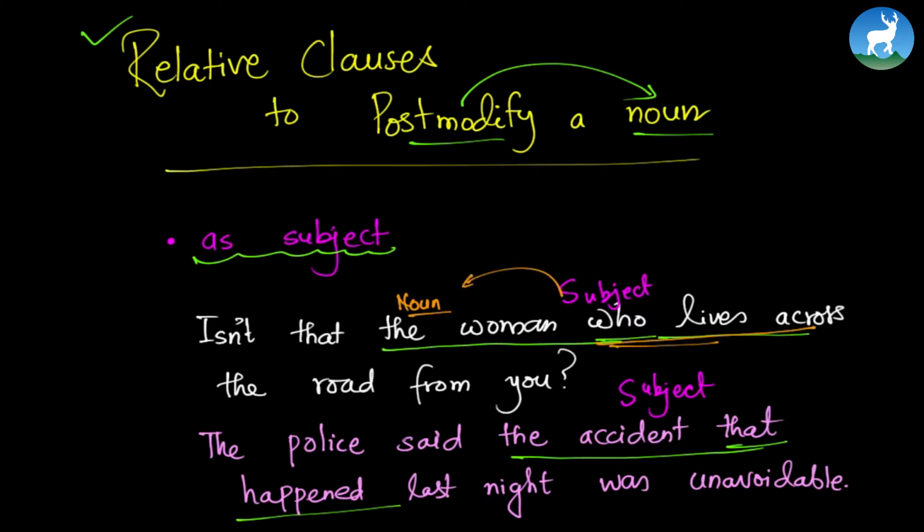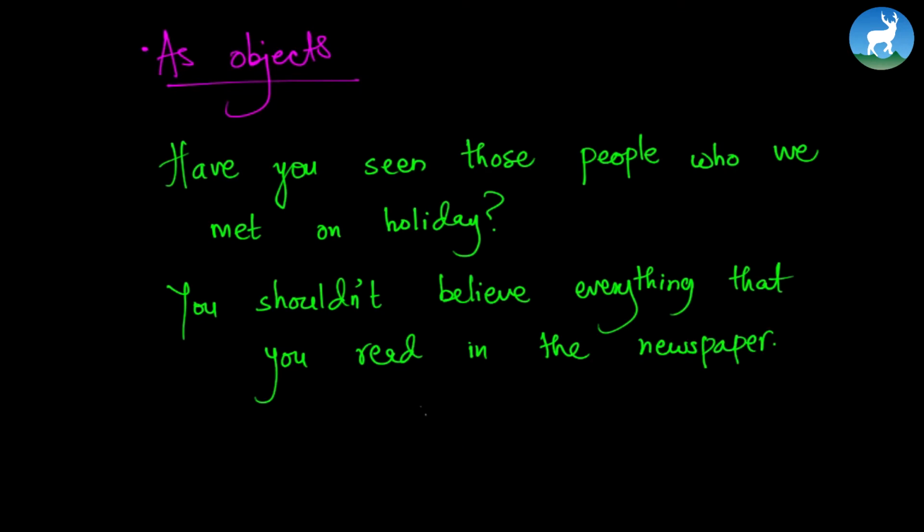Now let us see relative clauses as objects. Okay, let's see these two examples. The first one is, have you seen those people who we met on holiday? Those people who we met is the relative clause. You shouldn't believe everything that you read in the newspaper. So everything that you read is another relative clause. Sometimes we use whom instead of who when the relative pronoun is the object.